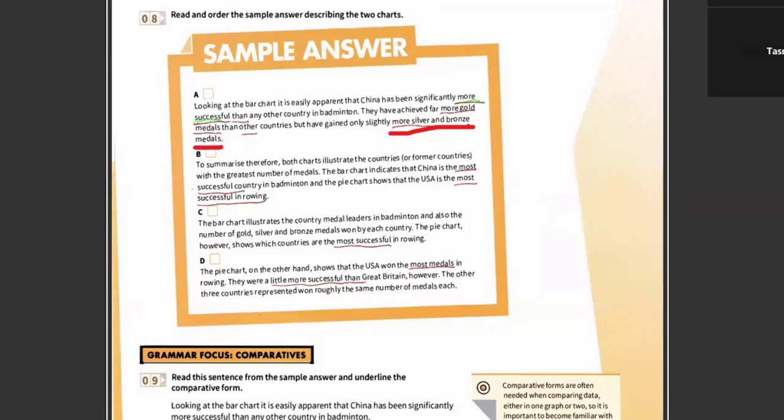Okay? And the other one you said, a little more successful than Great Britain. Yes, very good. This is also correct. There is another one that does not have "more." It even doesn't have "than," but here we are still comparing.